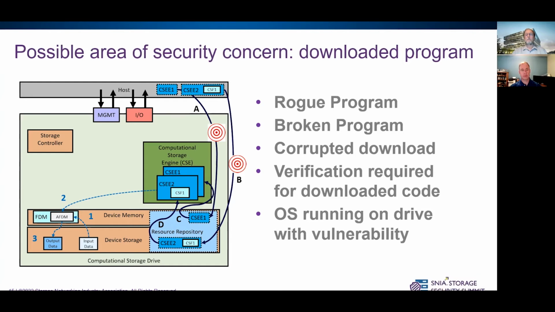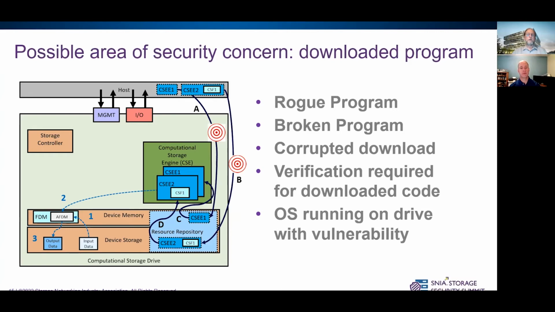You also have the possibility of a corrupted download. What happens there? You need the security of making certain that you have not allowed a corrupted download to provide a security engine environment or computational storage engine environment that has the ability to do something destructive or harmful to the system. So there is verification required for downloaded code.